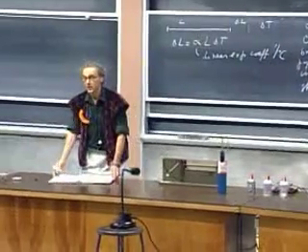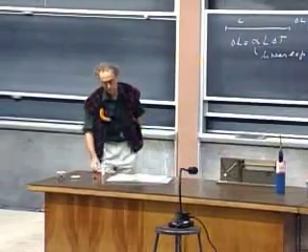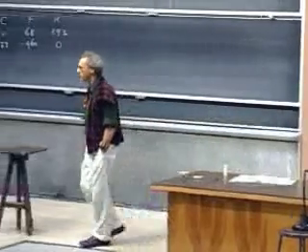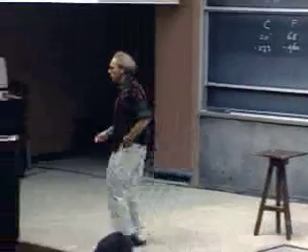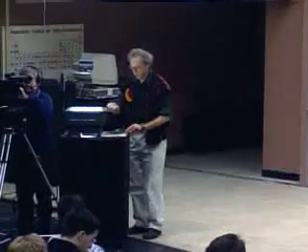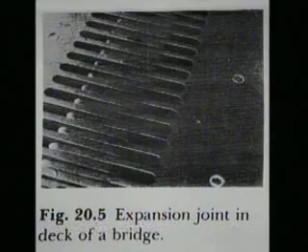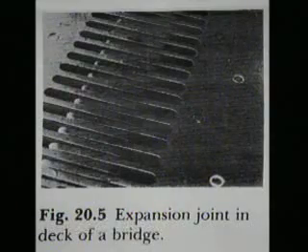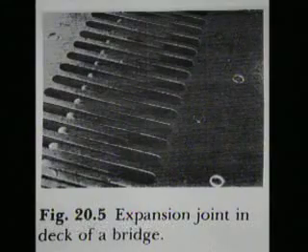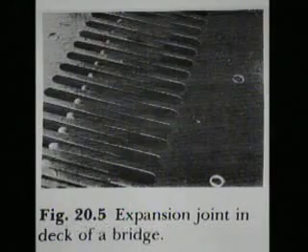Bridges can be many kilometers long, and they have, of course, the same problem of expansion. And the way that is dealt with is also very clever. This is a picture that I copied actually from your book. It's called an expansion joint, and there are many of them in bridges. What it allows the bridge to do is to breathe, so to speak, and adjust to the temperature.